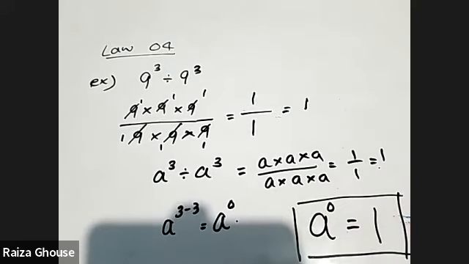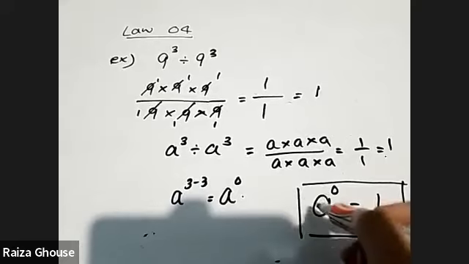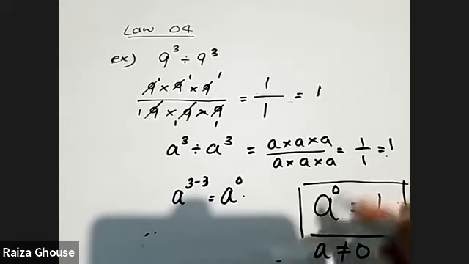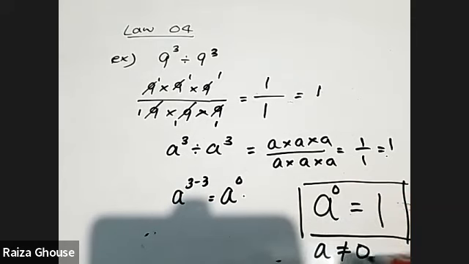And there is a condition here, children. Your base cannot be 0. If you are taking this law, your base cannot be 0 in any case. Can you understand?